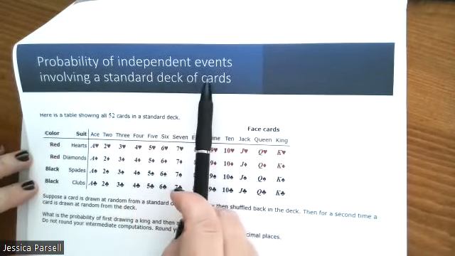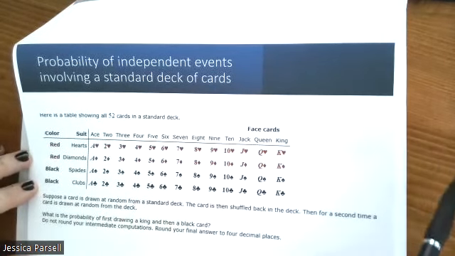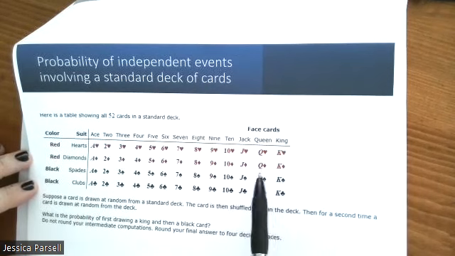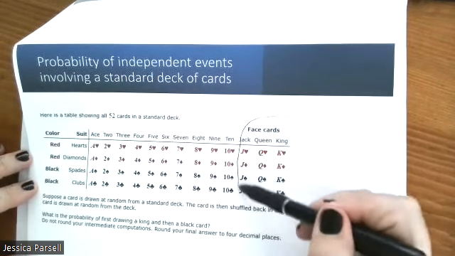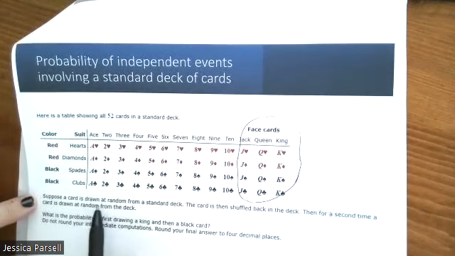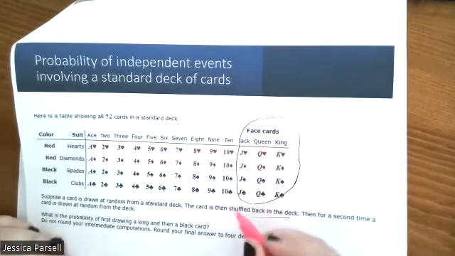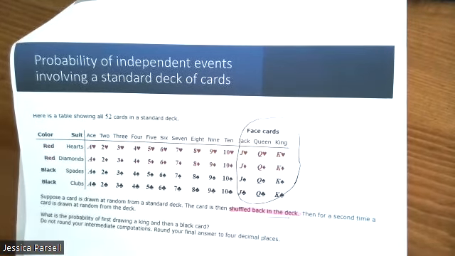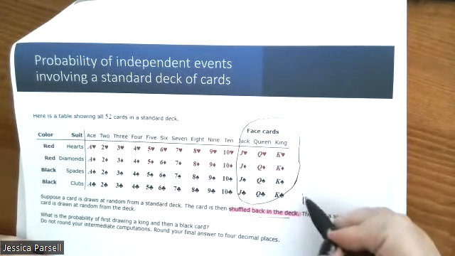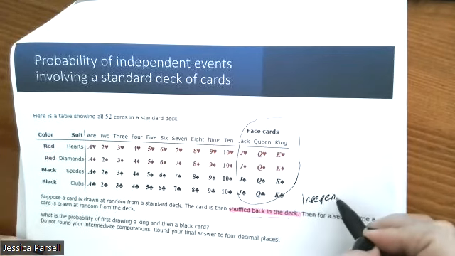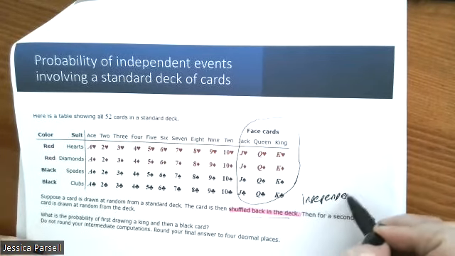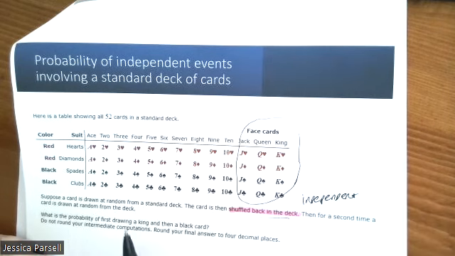Okay, probability of an independent event involving a standard deck of cards. Okay, here's your standard deck of cards. Remember, these are your face cards here. Suppose a card is drawn at random from a standard deck. The card is then shuffled back into the deck. So hopefully when you see something like that, you're thinking, oh, this is going to be an independent situation. And it's because the card's going to go back in the deck. So the denominator is not going to change. We're still going to have 52 cards to mess with.